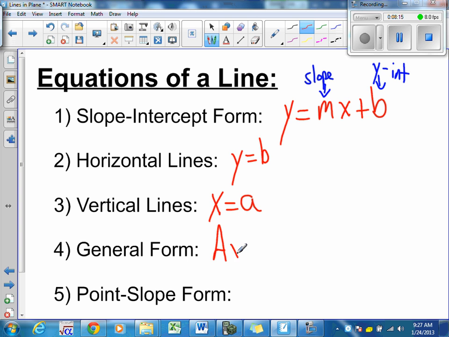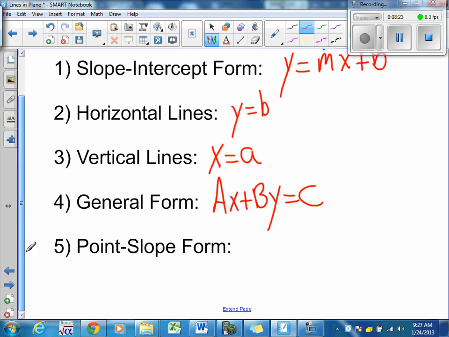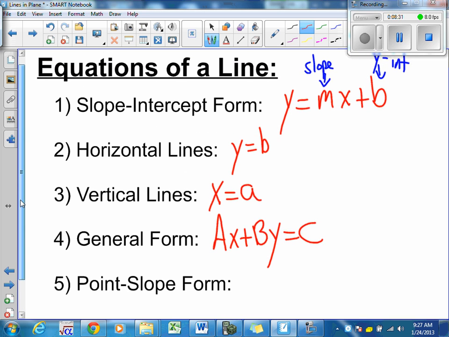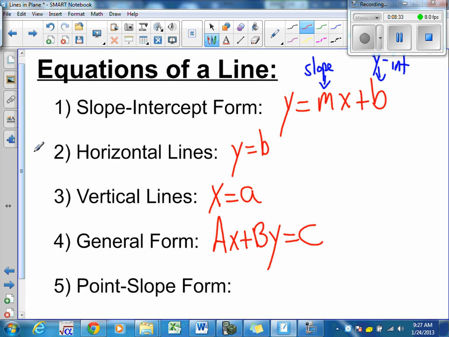General form, ax plus by. We do not do a lot in general form. Sometimes you're given things in general form. Remember that from Algebra 2? There's a whole thing about no fractions and whatever. We're not going to really do much with general form, but we'll be given things in general form sometimes, so just refresh your memory. The big ones we use are slope-intercept and point-slope.